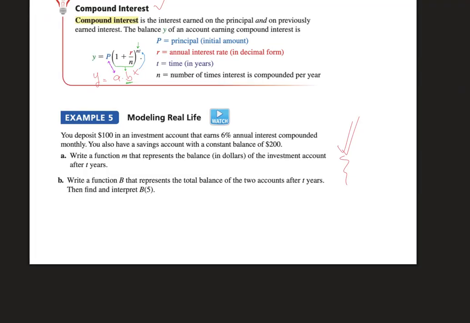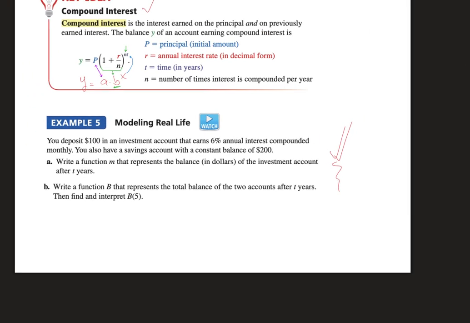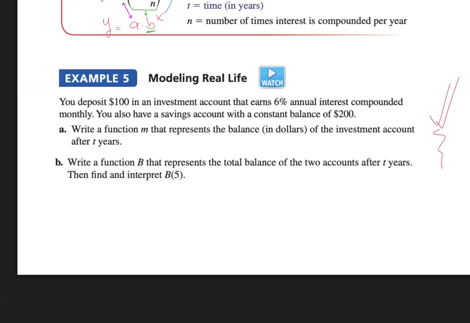Now I'd mentioned that if you pause the video and you don't really care about all this stuff over here, you could jump down here with us. Well, now we're down here. So we are going to do this problem where you deposit $100 in an investment account. So let's start like this.